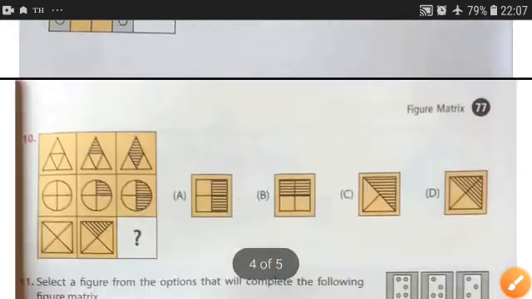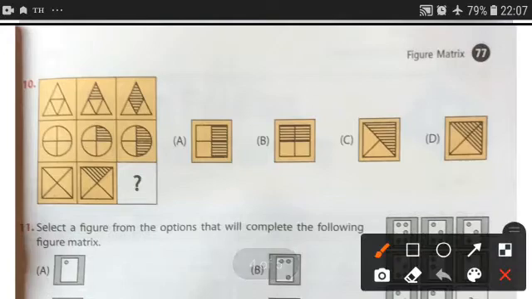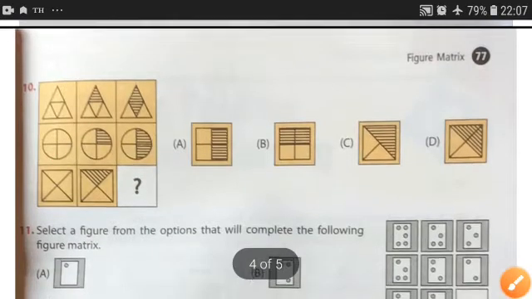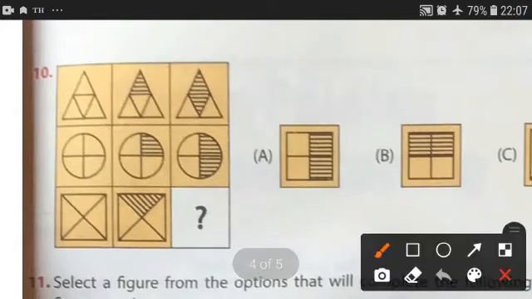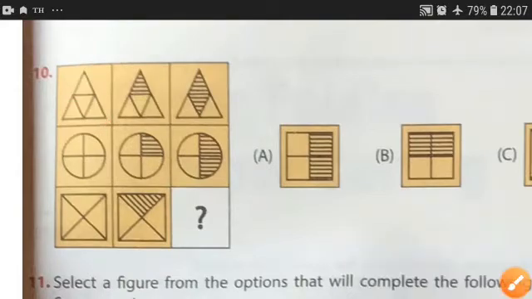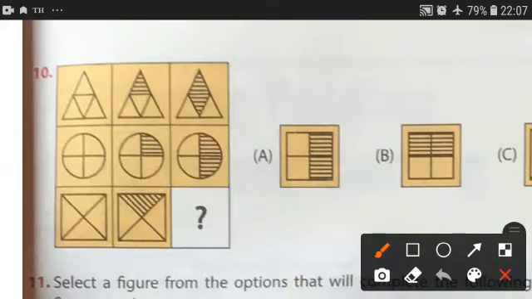Okay, now moving further, question number 10. These are very simple questions. Again a 3 cross 3 matrix. We have a triangle, and inside that we have a small triangle. Okay, and the top part is shaded coming from first to second. Now second to third, this bottom part is also shaded.